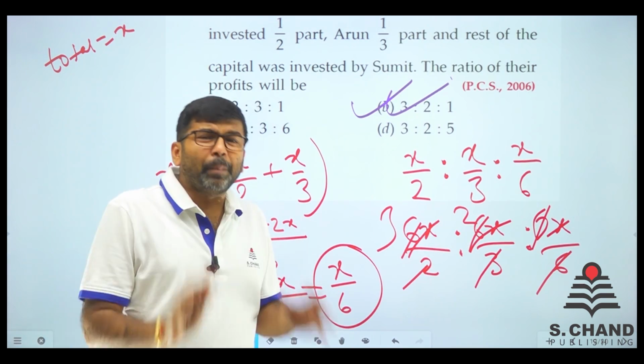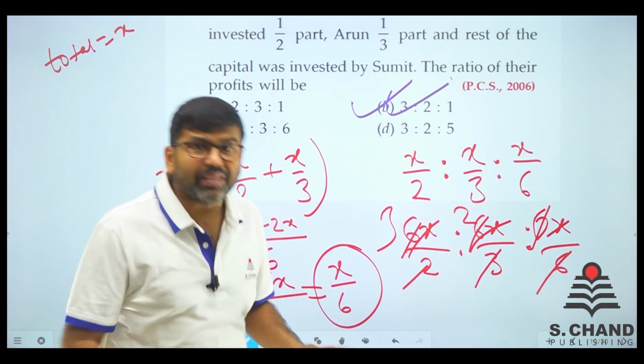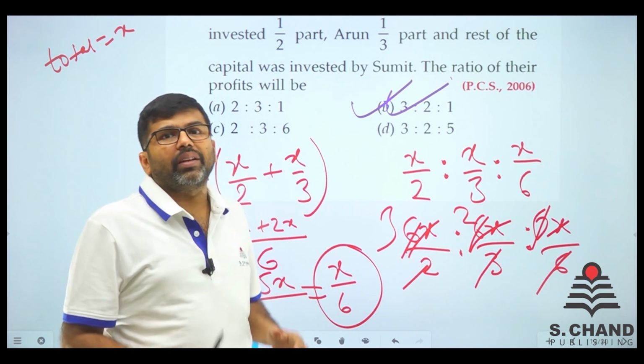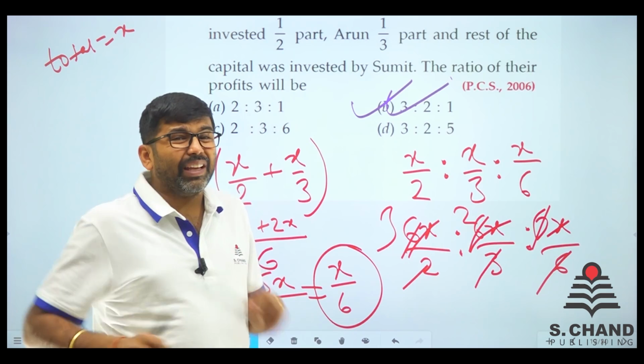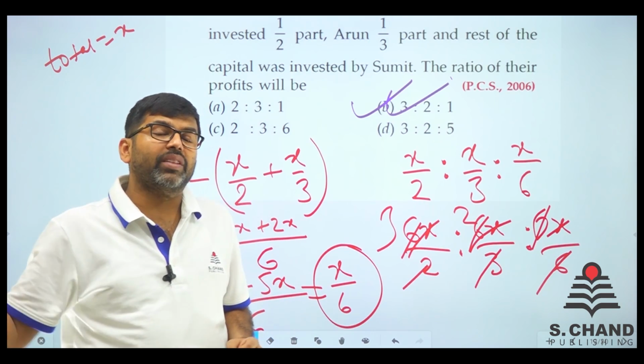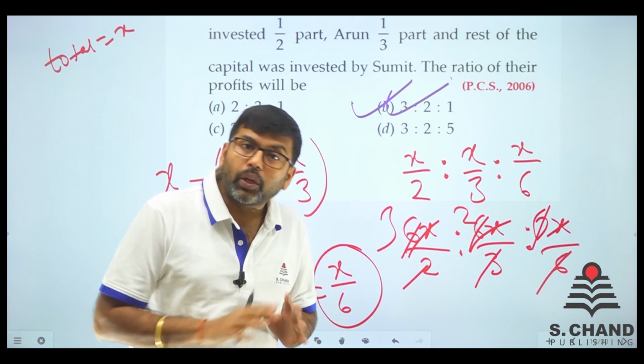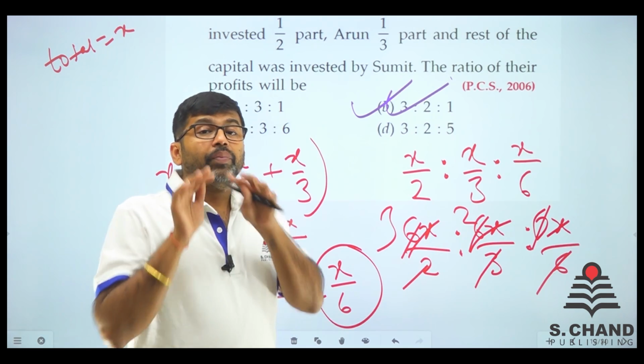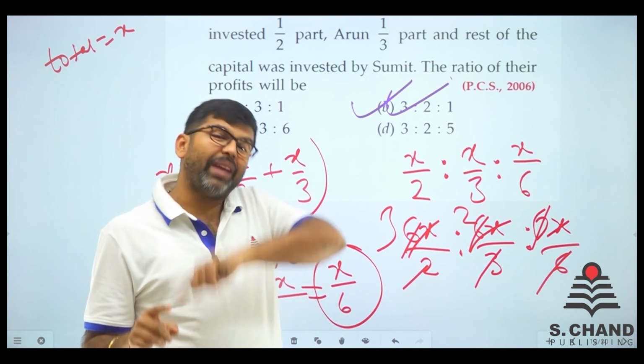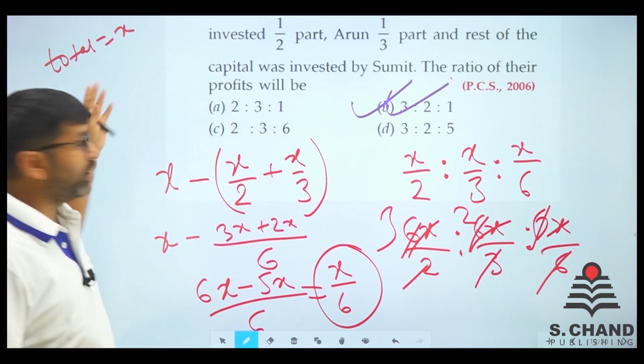So simple calculation, nothing much is required. The only logic required, and you know the basic logic we cleared in the starting of this chapter. In the starting, I told you the simple thing that the ratio of their profit will be as per their investment, and that is what is done.